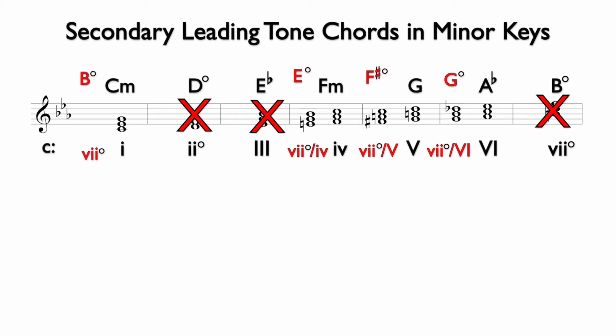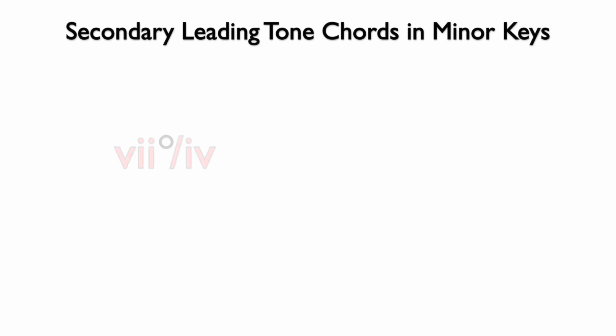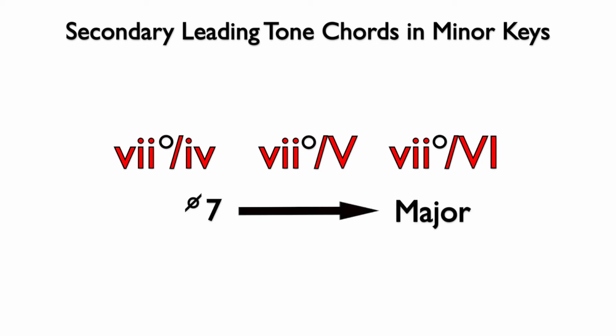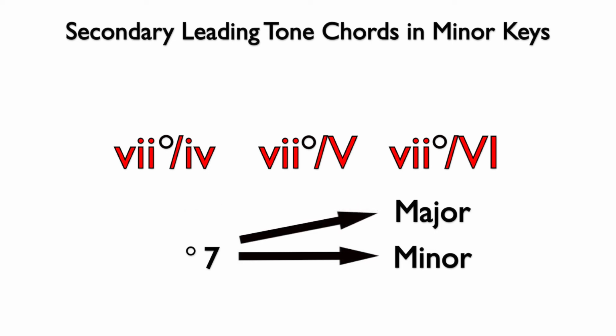So there are only 3 common secondary leading tone chords in minor: 7 diminished of 4, 7 diminished of 5, and 7 diminished of 6. Like in major keys, when the 7ths are added to these chords, half diminished 7th chords can lead to major chords, and fully diminished 7th chords can lead to minor. But fully diminished 7th chords commonly lead to both major and minor chords.